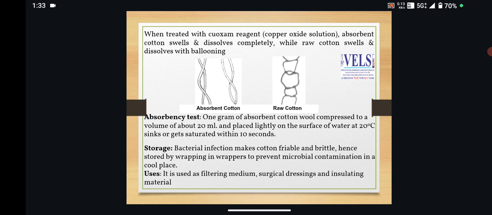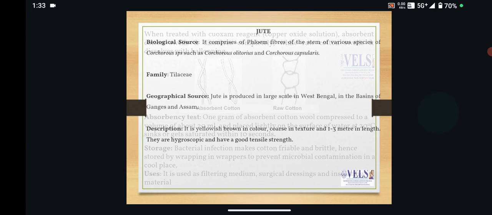Storage: cotton can be stored in a double wrapped cover to prevent microbial contamination. It is stored in a cool place. Improper storage makes the cotton brittle and friable in nature, and somewhat more colored. Uses: most cotton is used in the surgical industry as absorbent cotton, whereas raw cotton is used in the preparation of cloth and other things, as a filtering medium and as insulating material.